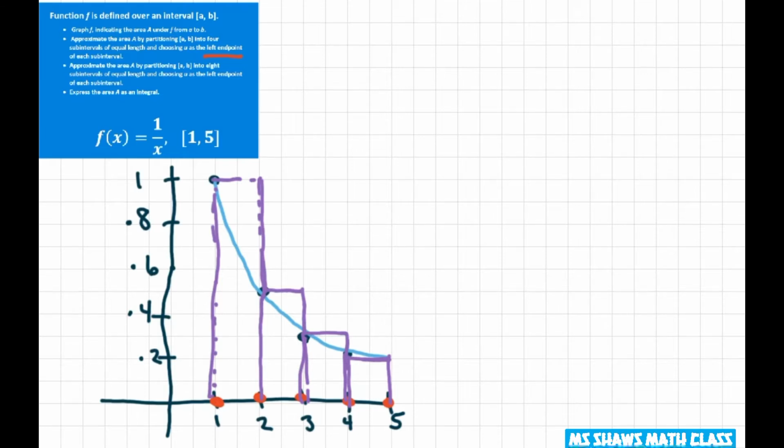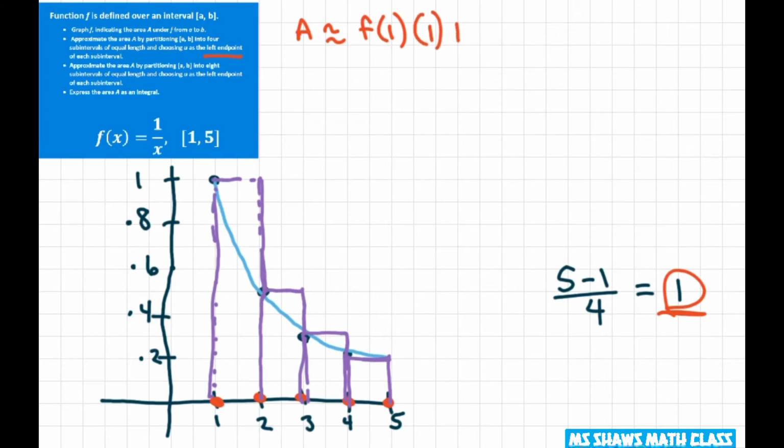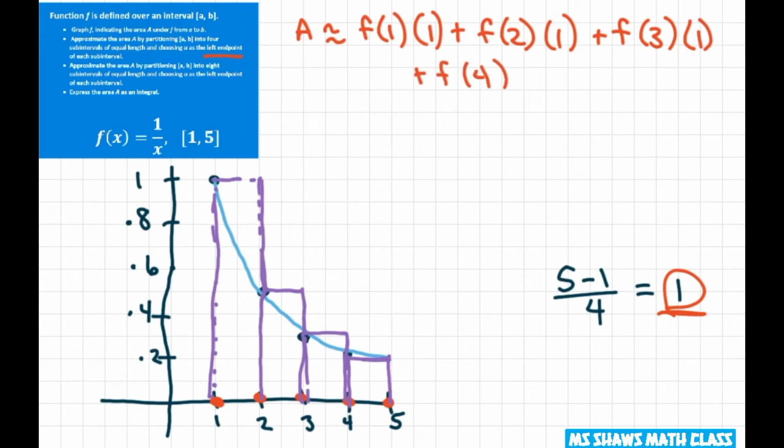Now, we have 1 to 5, so we're going 5 minus 1, and we're doing 4 intervals. So that's going to equal 1, which means we're going by ones. To approximate the area, you take f of 1 times the length of your equal intervals, so that's f of 1 times 1 plus f of 2 times 1 plus f of 3 times 1 plus f of 4 times 1. So here are your 4 intervals that you're going to take and add up the areas.